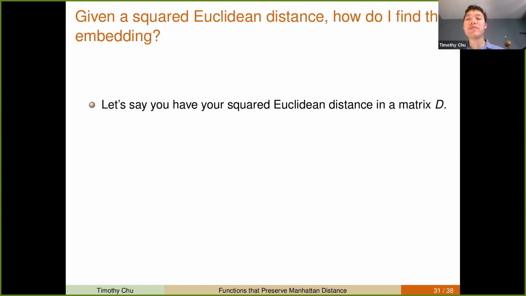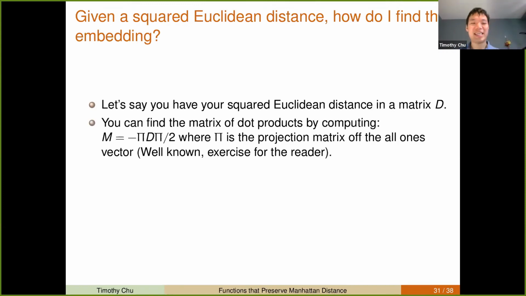Well, let's say you have your squared Euclidean distance in a matrix D. And by the way, when I say squared Euclidean distance, I just mean Euclidean distance squared. You can find the matrix of dot products by computing the following kind of weird looking matrix. Just take my word for it that this works.